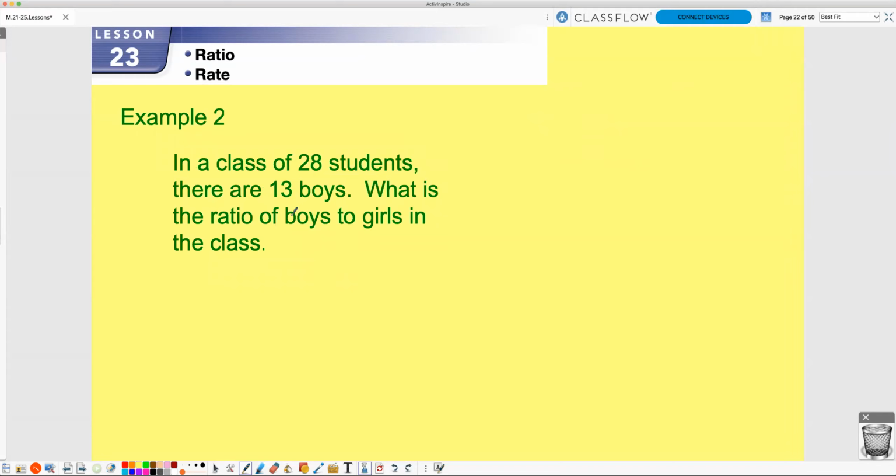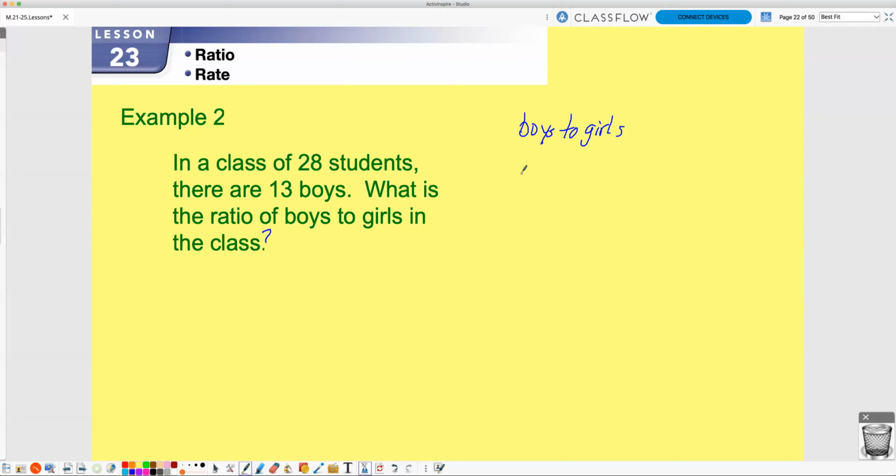Example 2, in a class of 28 students, there are 13 boys. What is the ratio of boys to girls in the class? And that's a question, so you have to keep it in that same order. So it has to be boys to girls, in that order.